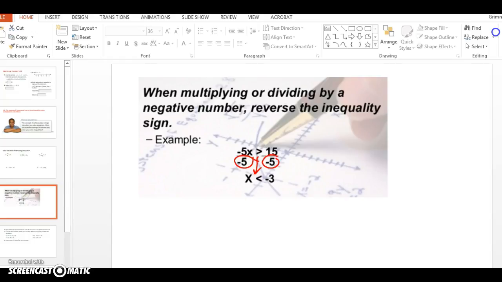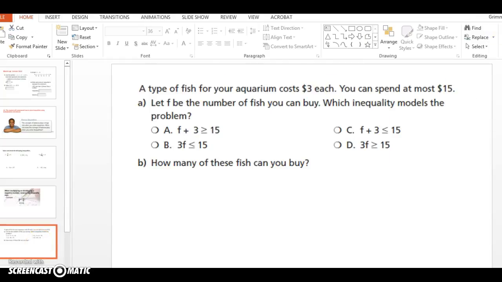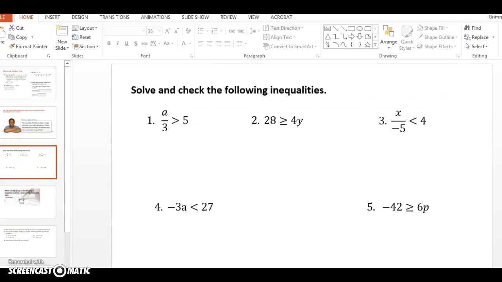All right, let's look at that last example. Okay, so let's look at this one. How do I solve this? Divide by what? 6. Divide by 6. So I divide this side by 6 and this side by 6. So my question for you is, do I reverse my sign? Yes or no?